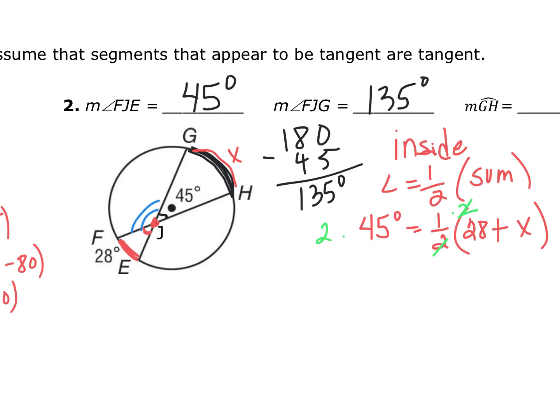So here, now I have 90 is equal to X plus 28, or 28 plus X. Subtract the 28 from both sides of the equation. And we end up with 62 is equal to X. So that arc is a 62 degree arc.